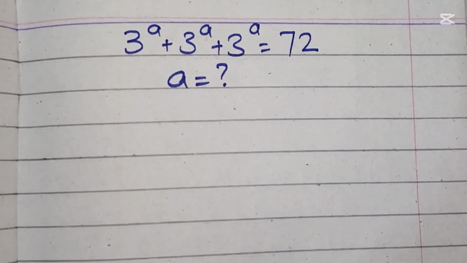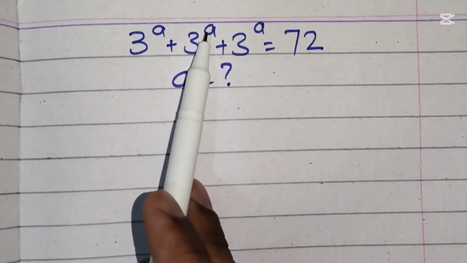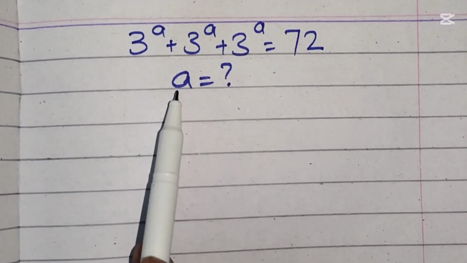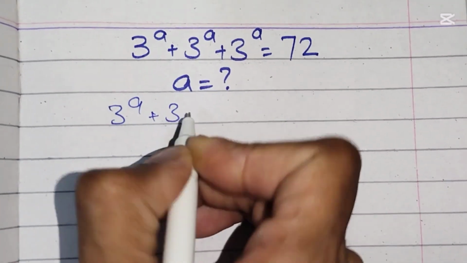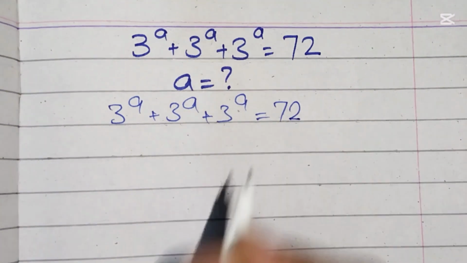In this video, we will solve a Math Olympiad exponential equation: 3 raised to power a plus 3 raised to power a plus 3 raised to power a equals 72. Find the value of a. We will start solving it. 3 raised to power a plus 3 raised to power a plus 3 raised to power a equals 72.